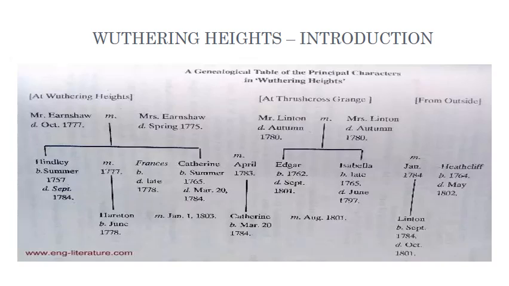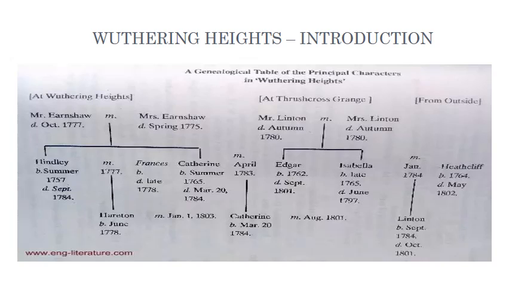So Heathcliff is the adopted son of Earnshaw, getting married to Isabella because of profit. Isabella belongs to the Linton family, so it's a profitable one. So he gets married to Isabella and they have a child, Linton Heathcliff. Catherine and Edgar had a child, a baby, Kathy Linton. We find already mention of this character, Kathy Linton. So this is about the genealogical table.